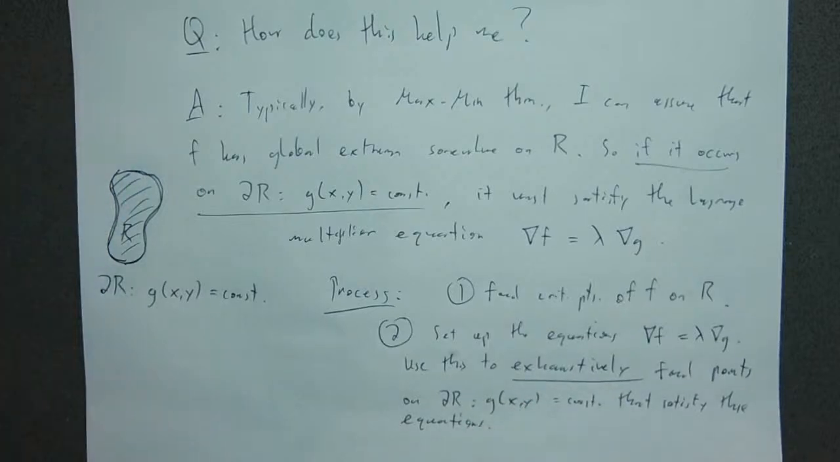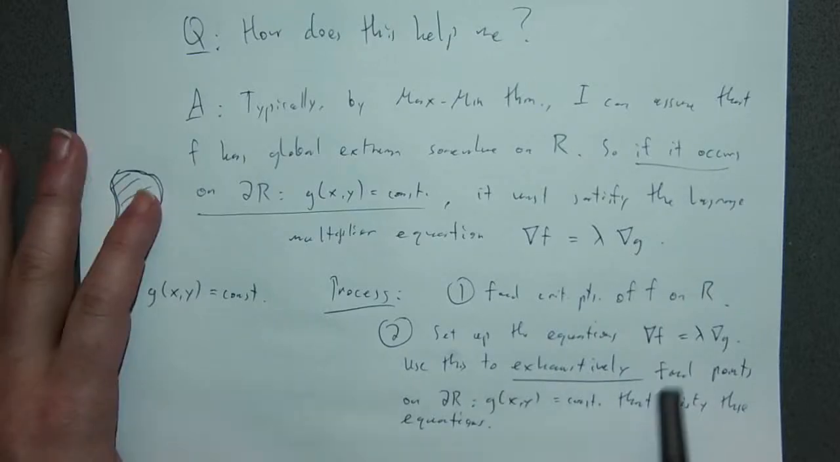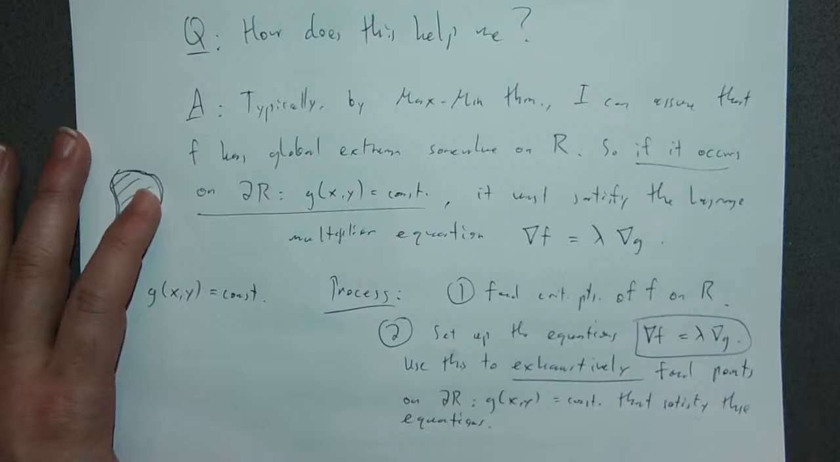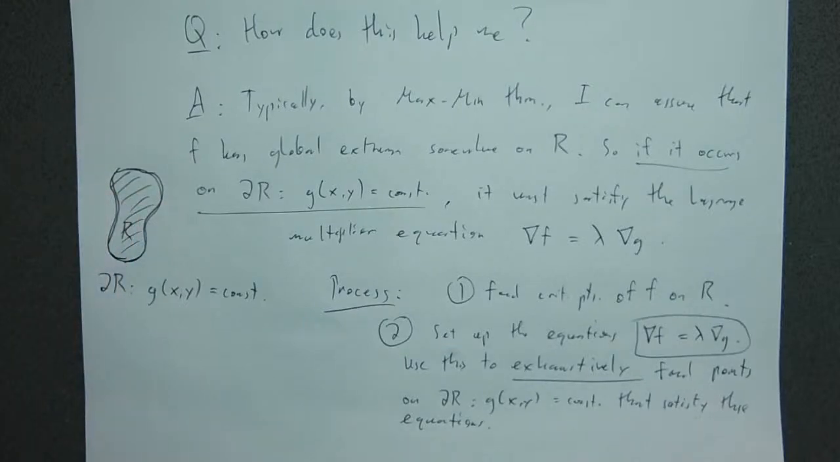Okay, so just like in the case of finding critical points on R, you're not guaranteed that anything happens at a critical point. Absolutely nothing might happen at every single critical point you find. But you think of this as the list of all possible points where something could happen. Similarly, just because this Lagrange multiplier equation is satisfied at some point on the boundary doesn't mean anything happens there. It just means that something can happen there.